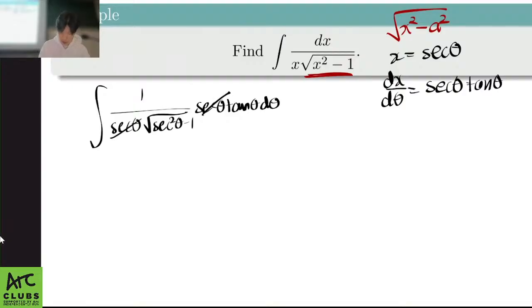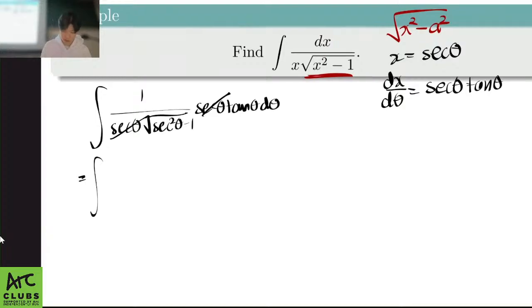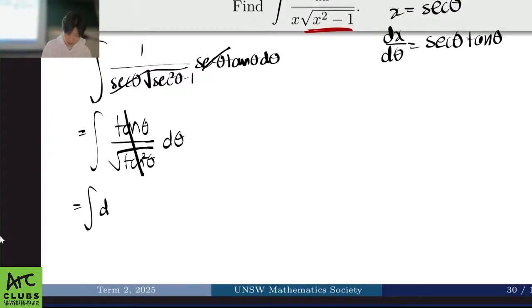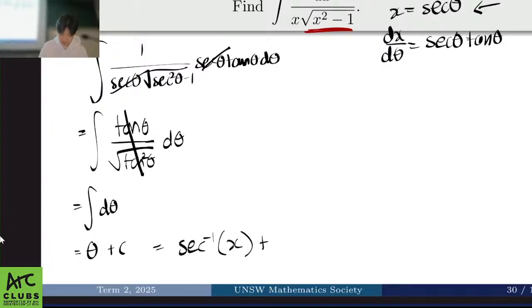So the sec on the top and bottom cancel out. Sec squared theta minus 1 is tan squared theta. So you get tan theta on root tan squared theta d theta. Root tan squared theta is just tan theta, so they're going to cancel off the top and bottom. And we're left with just d theta, which is theta plus c. But remember, x was sec theta. So that means this is just going to be sec inverse x plus c.